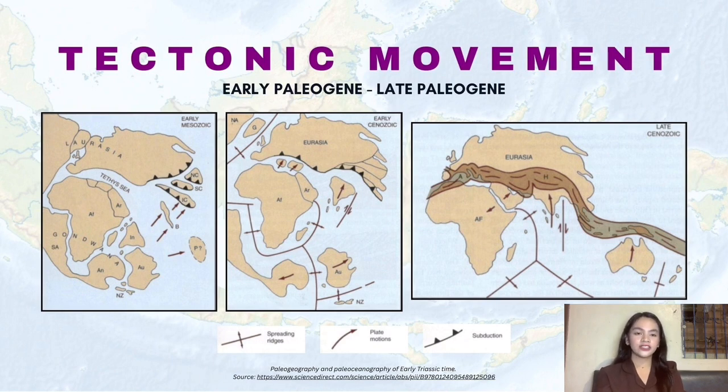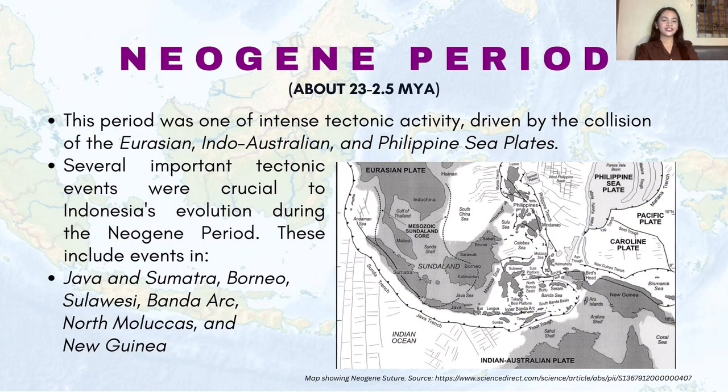On the other hand, the Sunda Shelf is a prime biodiversity hotspot where some of the planet's most endemic species can be found. This image shows the tectonic movement during the Cenozoic, specifically during the early and late Paleogene. Moving forward to the Neogene period spanning 23 to 2.5 million years ago. It was a time of intense tectonic upheaval in Indonesia, primarily due to the ongoing collision of the Eurasian, Indo-Australian, and Philippine Sea plates. This collision resulted in significant mountain building, volcanism, and the formation of numerous basins and arcs.